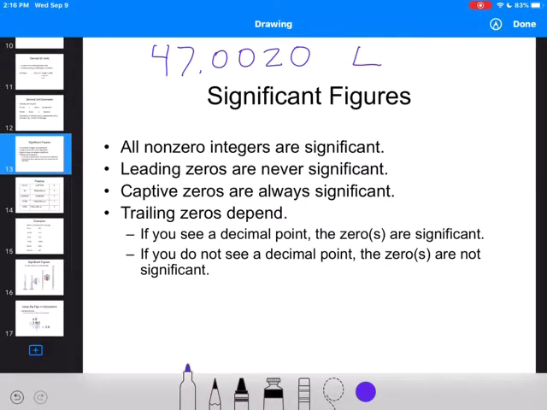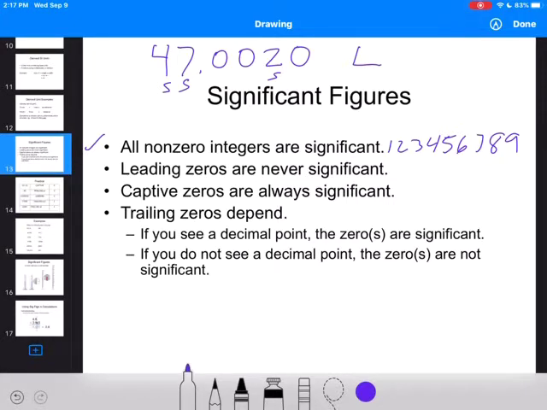So any digit or integer or figure inside that measurement that is not a zero is automatically significant, as you see here. So anything that's a 1, 2, 3, 4, 5, 6, 7, 8, or 9 is automatically significant. So if I were to look at this value, I know that the 4 is significant, the 7 is significant, and the 2 is significant. So now we need to address anything that's not a zero.